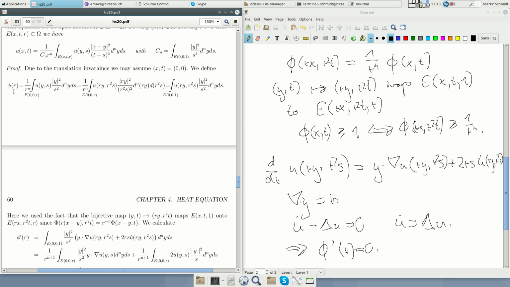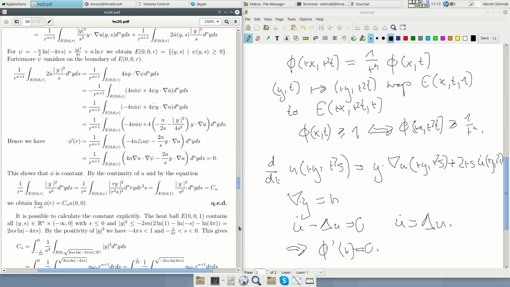statement, because we have shown this is independent of r, like in the mean value for the Laplace equation. In the limit r going to 0, it goes to Cn times u of 0, 0. So if we divide this integral by Cn, we really get u of 0, 0. Okay, and by translation, we get really this formula. So we have proven the mean value formula.